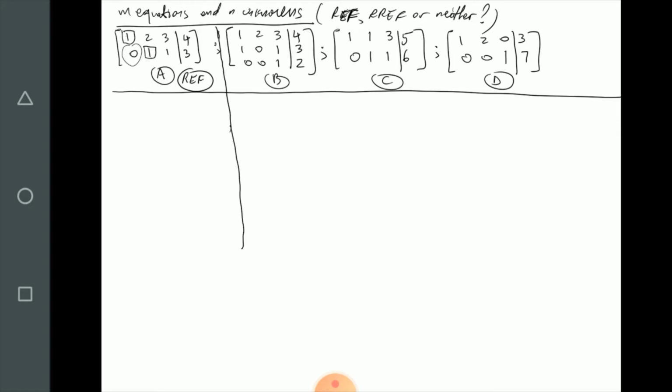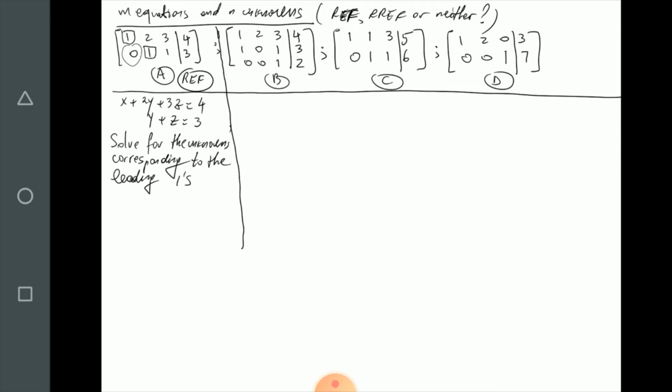Okay, how do you solve the system? Because in this case, you may wonder, I have 3 variables. If I were to write the system, this corresponds to a system of 3 unknowns and 2 equations. What do you solve for? Well, as a rule of thumb, or as a standardization of the algorithm, we always solve for the unknowns corresponding to the leading ones. In this case, x and y. And the other variables, if any, will be arbitrary. So this is a case in which you will have infinitely many solutions.